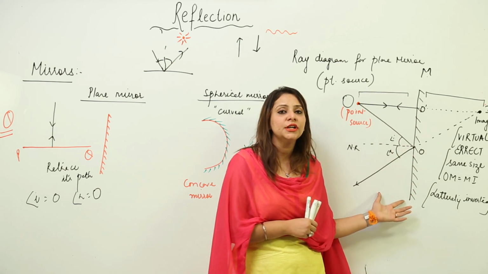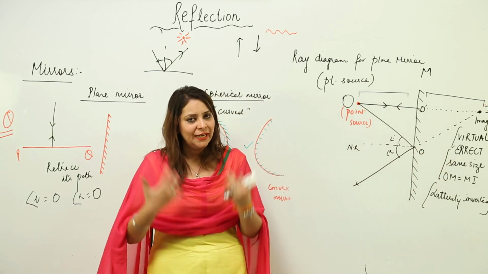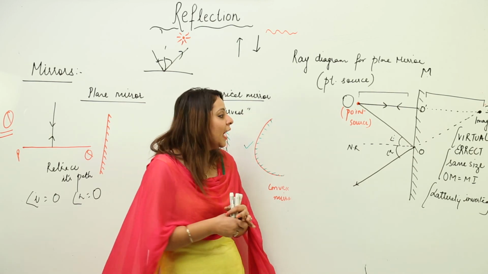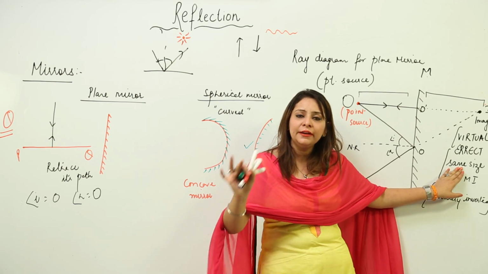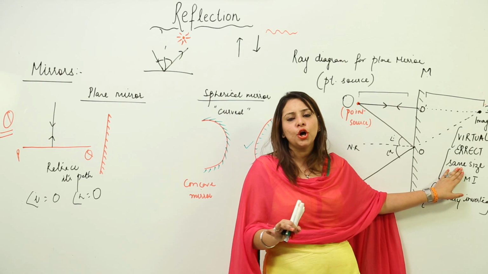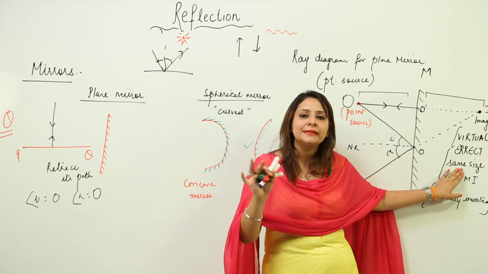So what you observe in that case, you see that you are erect, like if you are standing like this, you are going to see yourself in the same way in the mirror also. And moreover, you look the same size. Suppose if you are fat, you look fat. If you are thin, you look thin. If you are tall, you look tall. If you are dwarf, you look dwarf. So that means you look the same size.